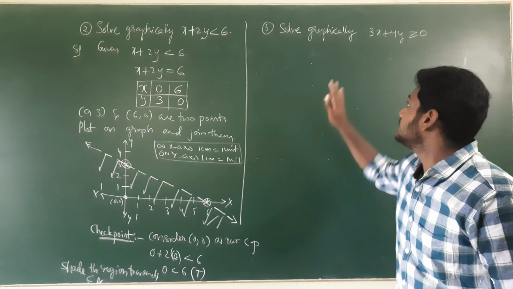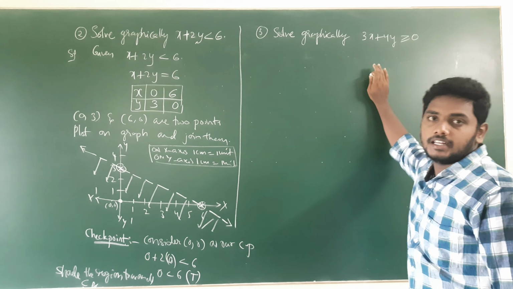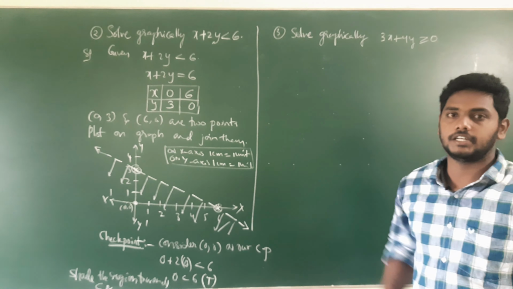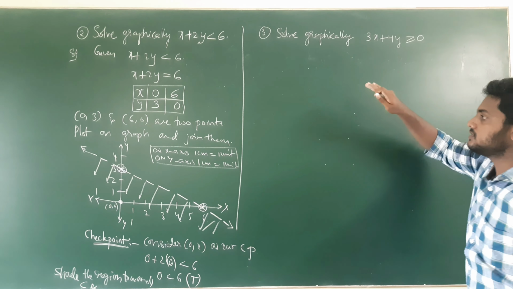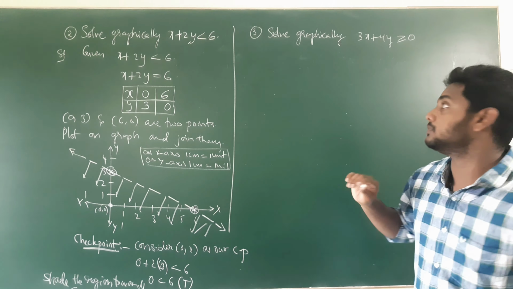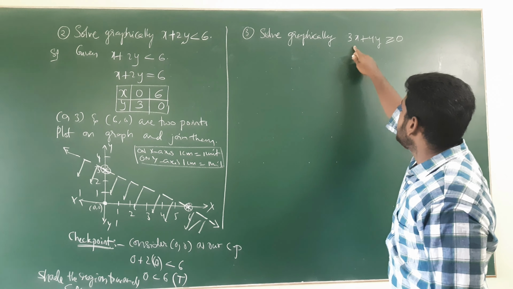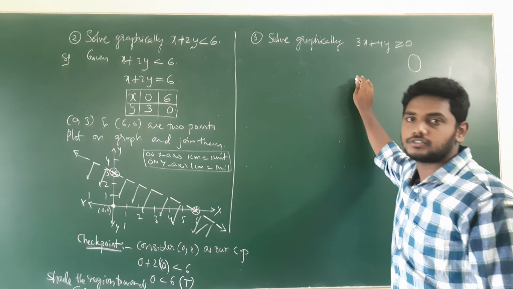equal to 0. See, this is also a strict or slack inequality. Strict means a dotted line, but the region we need to draw is compulsory. Here, strict or slack? Slack means which line do we need to draw? Dark line. Another thing you need to remember: here 3x plus 4y greater than or equal to 0.